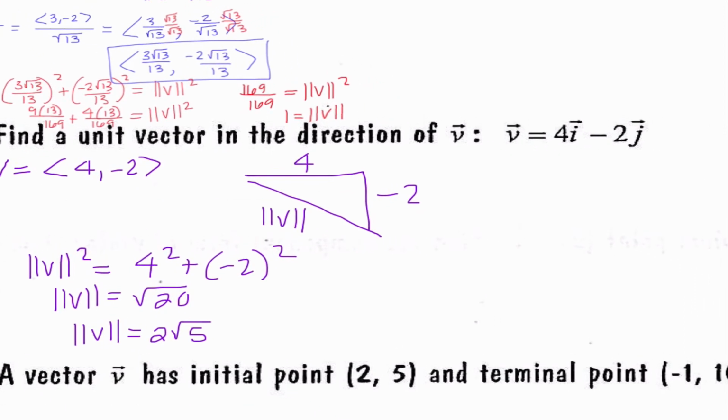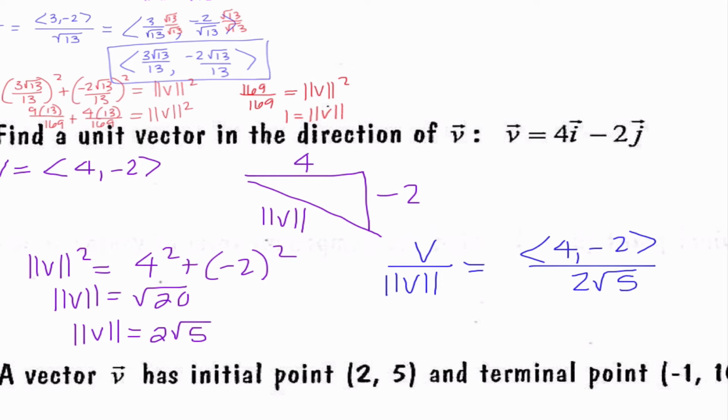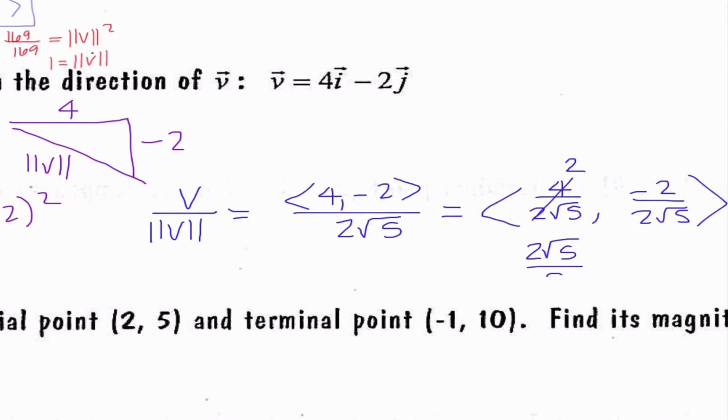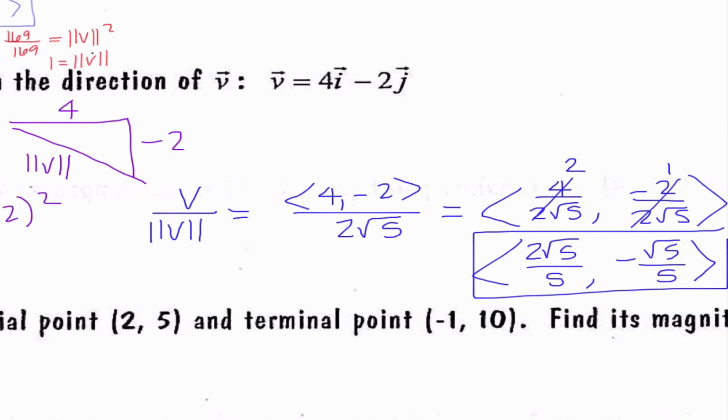So now we're going to do the vector divided by the magnitude. So I have ⟨4, -2⟩ divided by 2 radical 5. So I'm going to do 4 over 2 radical 5, comma, negative 2 over 2 radical 5. And I see that this simplifies to 2 over radical 5, or 2 radical 5 over 5. And this simplifies to negative 1 over radical 5, or negative radical 5 over 5. Once again, the unit vector is the vector divided by its magnitude.